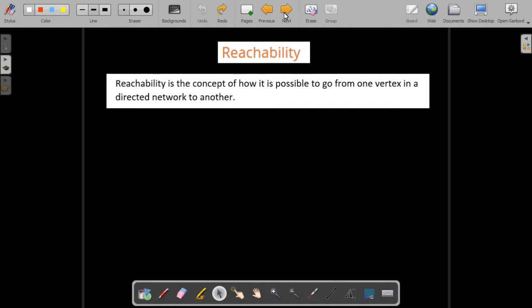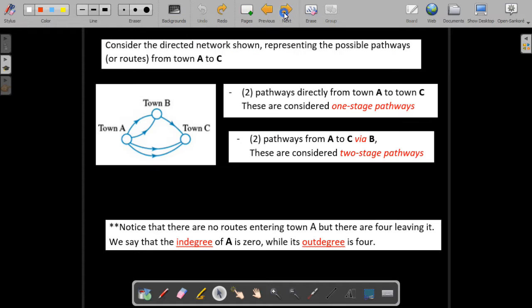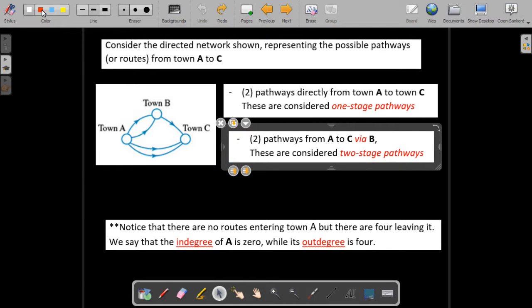So starting things off, we've got what's called reachability. Reachability is basically the concept of how it's possible to go from one vertex in a directed network to another. So I've got the example here where we've got three towns, town A, B, and C. We're going to consider the possible pathways or routes going from town A to town C. So what are the different ways?